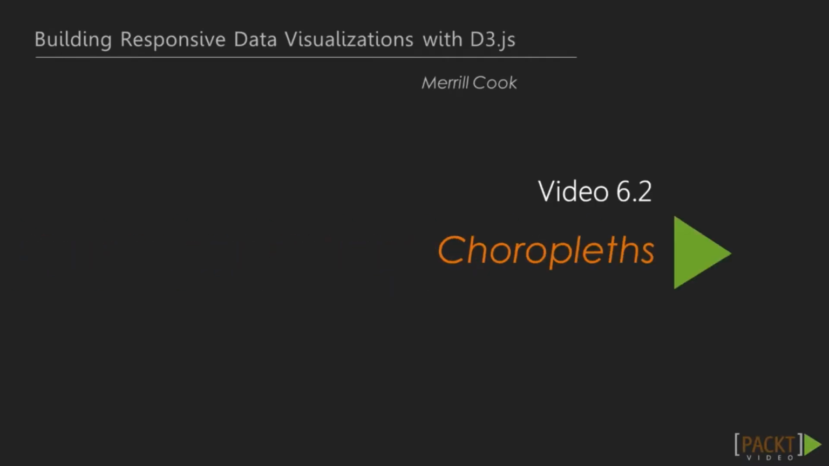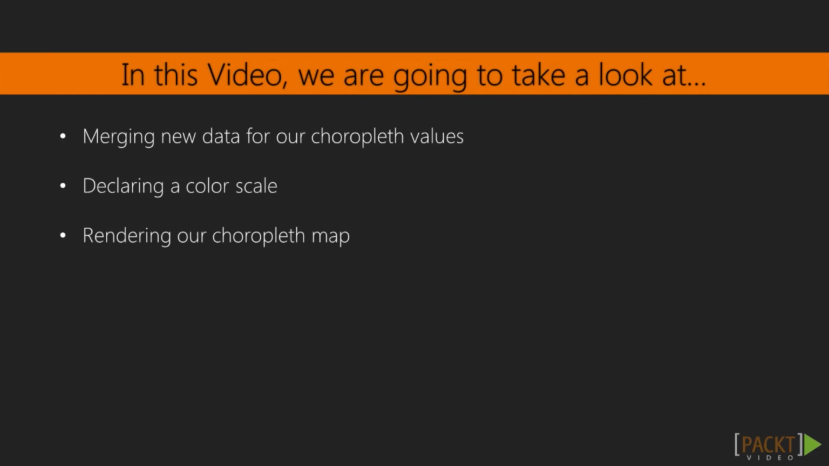Welcome to video 2 of section 6, where we'll be learning to make a choropleth map. In the previous video, we set up a basic map of the US with counties. We're going to build off that map in this video by merging more data that will act as choropleth values with our previous JSON and by creating a color scale for our map.